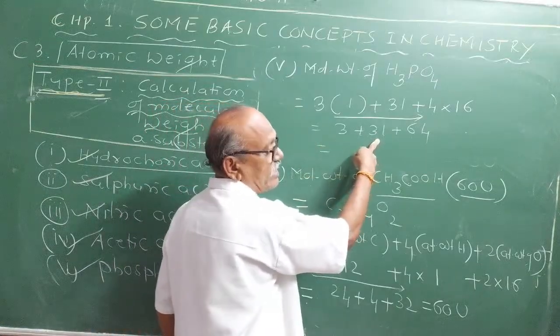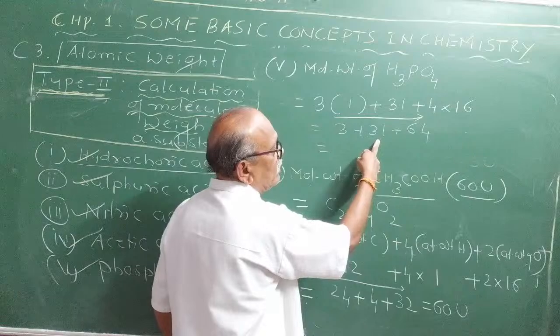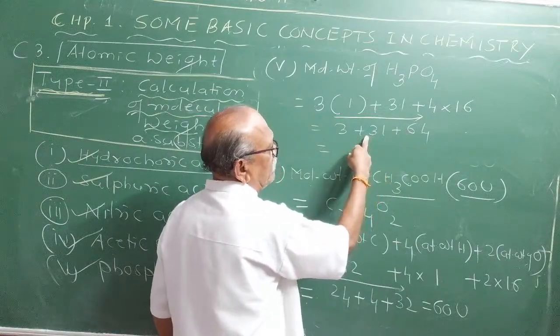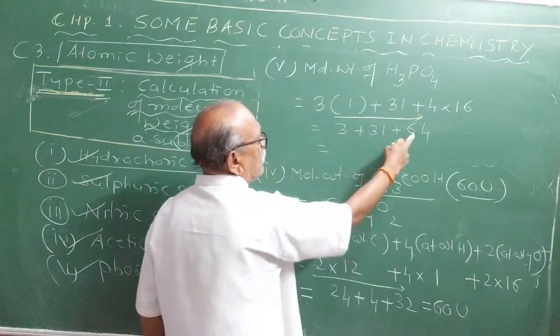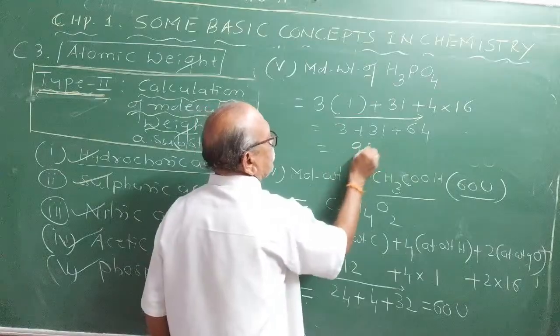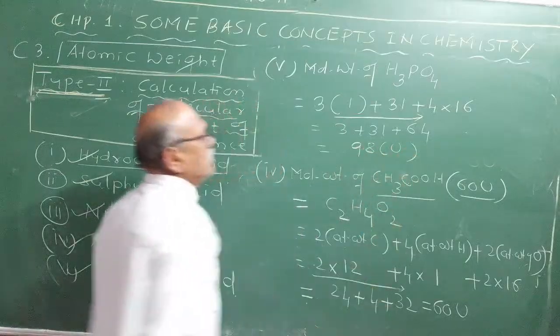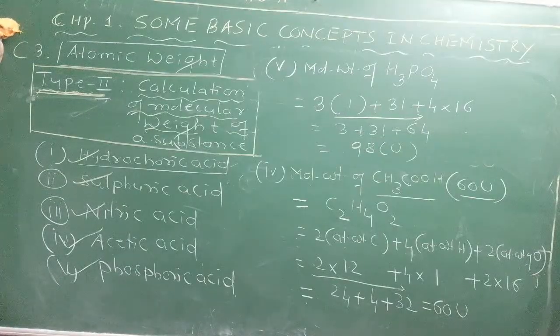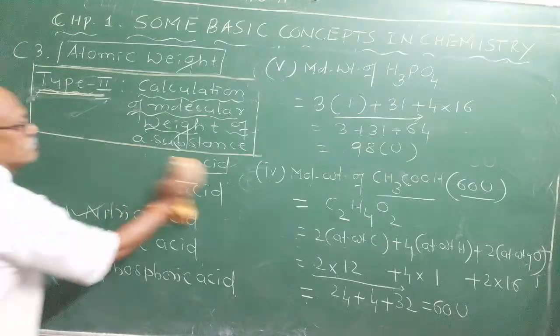93 plus 3... 16 4s are 64. Note 93 plus 1 is 94. 94 plus 4 is 98. 98 unified mass. Phosphoric acid also has the formula with 98 unified mass. I hope you understood. I'll give few more popular compounds.